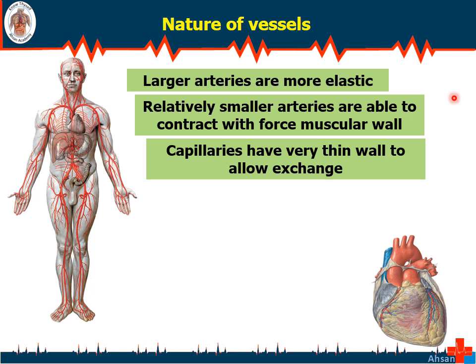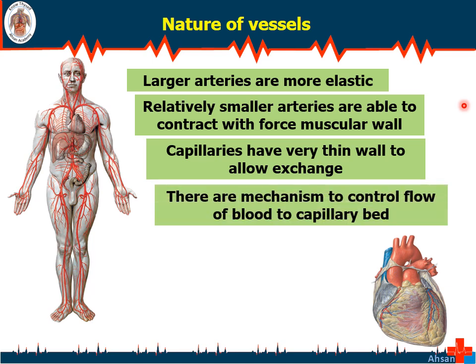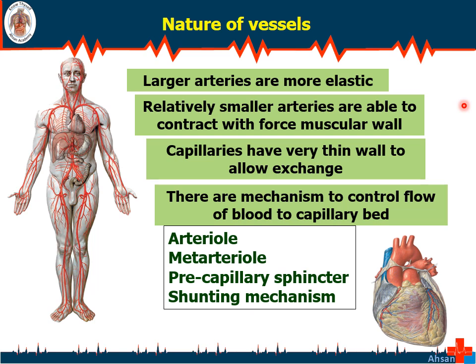In the capillaries, the wall becomes very thin to allow an exchange between the blood and the surrounding tissue. The nutrition goes out and waste products are absorbed by the blood of the blood vessels. This takes place at the level of the capillary. There are some mechanisms that control the flow of blood in the capillary bed, and those include the arteriole. The very small form of arteriole is the metarteriole and precapillary sphincter. There are also some shunting mechanisms which control the blood flow in the capillary bed.